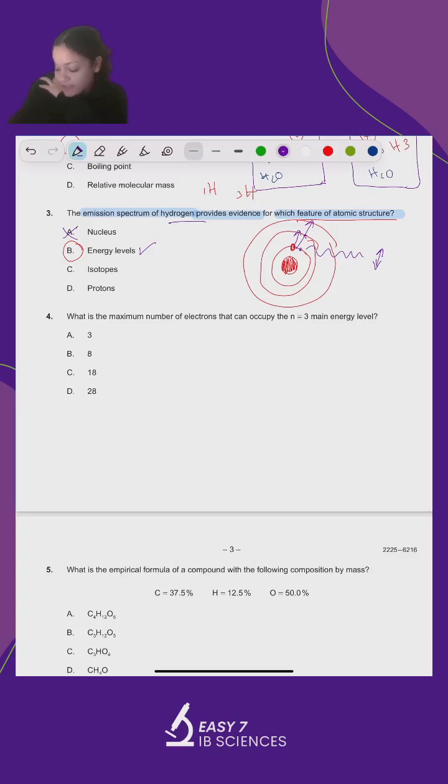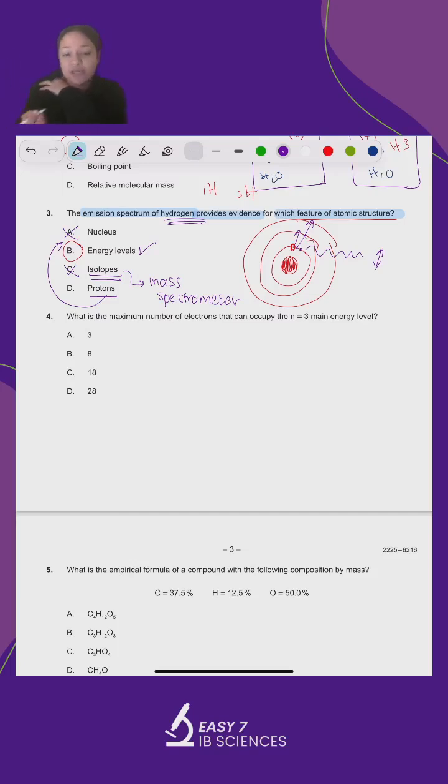It's also not isotopes, because to be able to provide evidence for isotopes, I don't know if you guys remember that technique, but that technique is really done with a mass spectrometer. It's not done with the hydrogen emission spectrum. So that's what proves isotopes. Protons, similar to the nucleus, that is really the mass of the molecule. It wouldn't be proved with the hydrogen emission spectrum, because that gives you an indication of how the electron is jumping between energy levels.